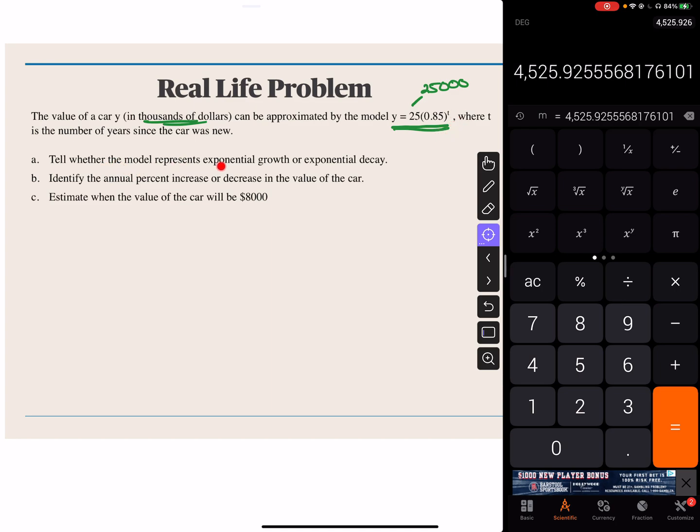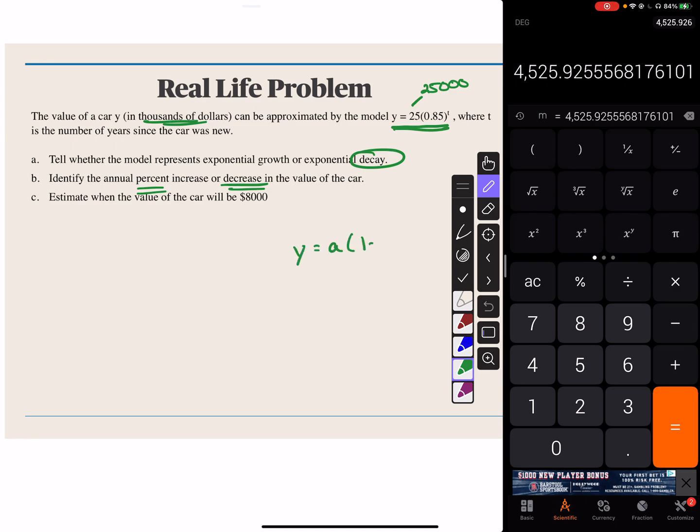So tell whether this represents growth or decay. Well, we can tell right away this is decay because of the 0.85. Find the percent decrease since it's a decay. So remember this formula, y equals a times 1 minus r raised to the t for decay. So this 0.85 in here, that must be 1 minus r.